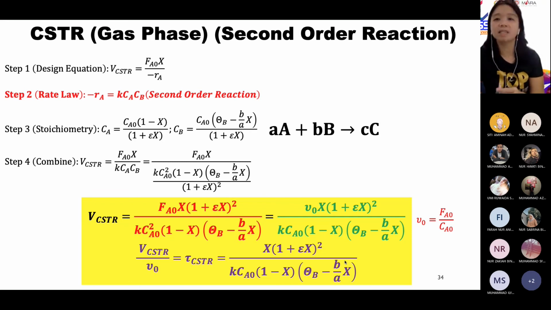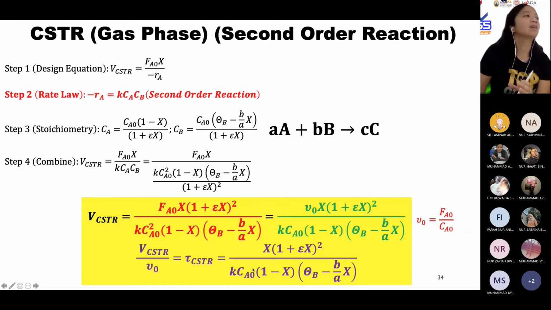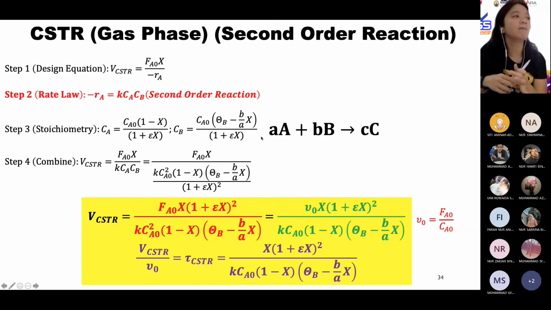Okay, so this rate law yang biasanya paling panjang lah because now kita melibatkan dua reactant sebab kadar tindak balas dia sekarang bergantung kepada depends on reactant A, reactant B. So kita dah kena express pula concentration A and concentration B. So nak express concentration B ni kalau kamu masih ingat dia kompleks sikit kan sebab it become CB equals to CA0 in bracket theta B minus B per A X per 1 plus epsilon X.